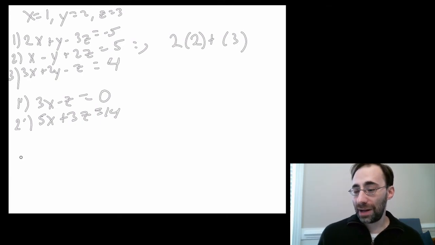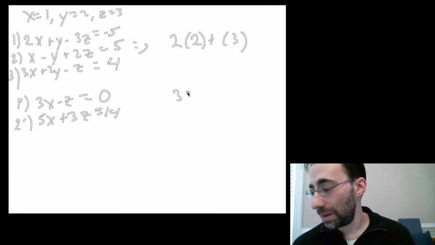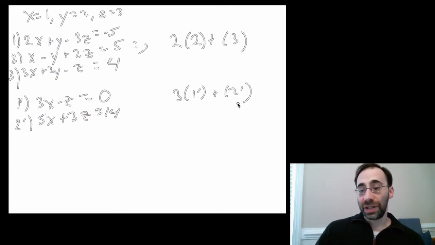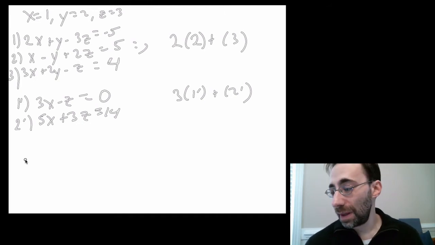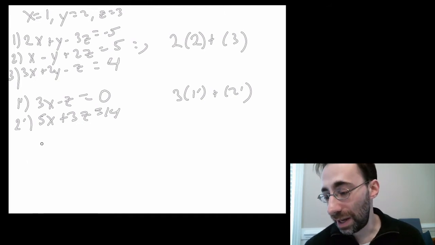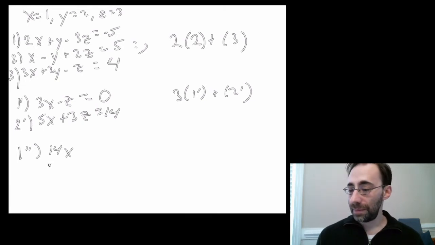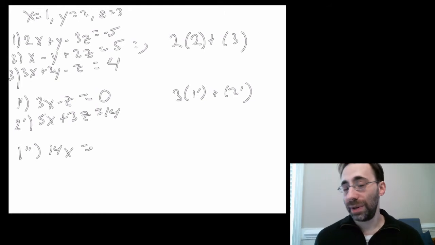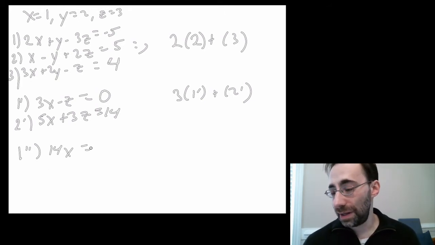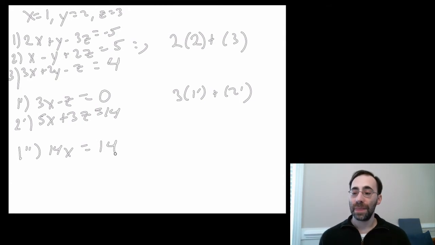Okay? Now finally, we need one more equation that has only 1 variable in it. Well, what if we add 3 times equation 1 prime plus equation 2 prime? That should cancel the z's. So we'll do that. 3 times 3x is 9x plus 5x is 14x. So here's our equation 1 double prime is 14x. Negative 3z plus 3z is 0. 3 times 0 is 0, plus 14 is 14. And there's our last equation.